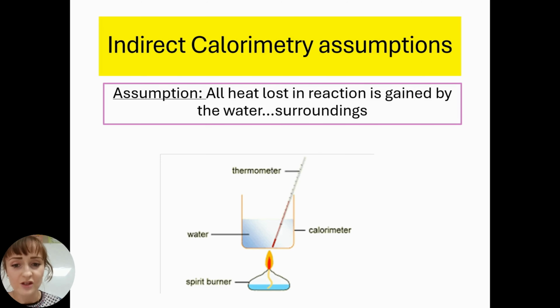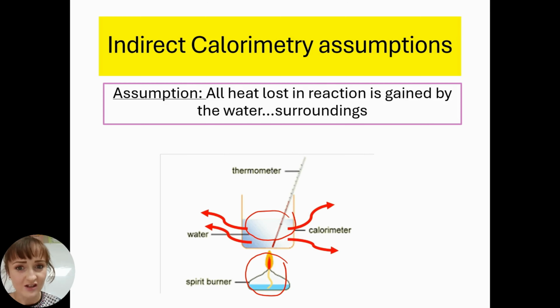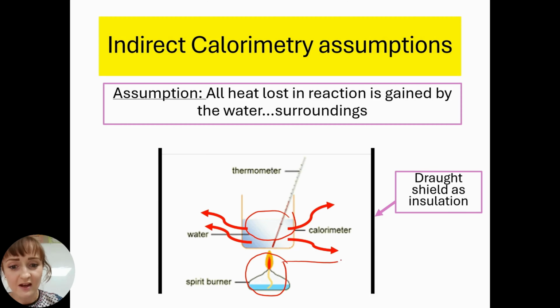There are some major assumptions that we make when we do this calculation. What we're assuming is that all of the energy that's released by the spirit burner is gained by the water. We assume that nothing is going to the surroundings. In reality, that's not true. Energy is being lost all the way along. Before it even enters the water, it's being lost, and after it enters the water as well. Often, in order to prevent the heat loss to the surroundings, what people will add are draft shields, which are essentially sort of like heat-proof mats that they put up in a box around the experimental setup. This is to minimize the heat that's actually being lost to the surroundings.